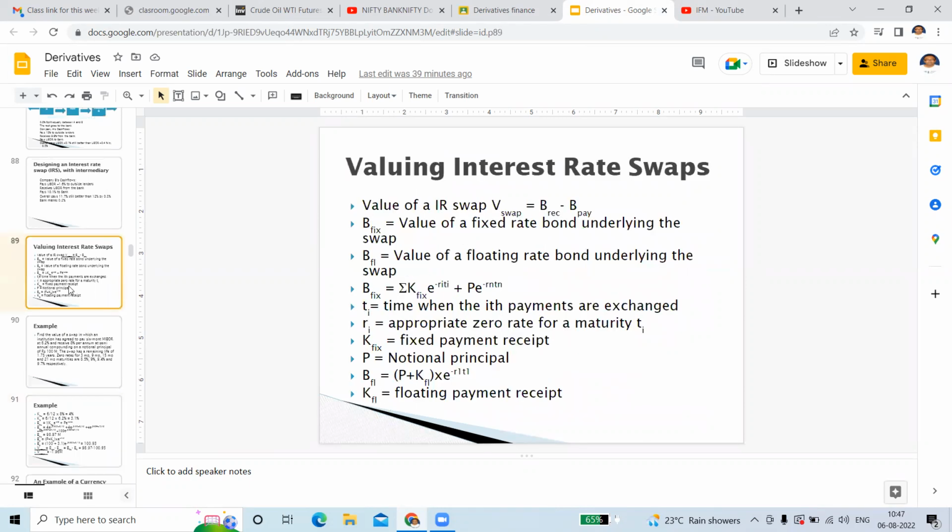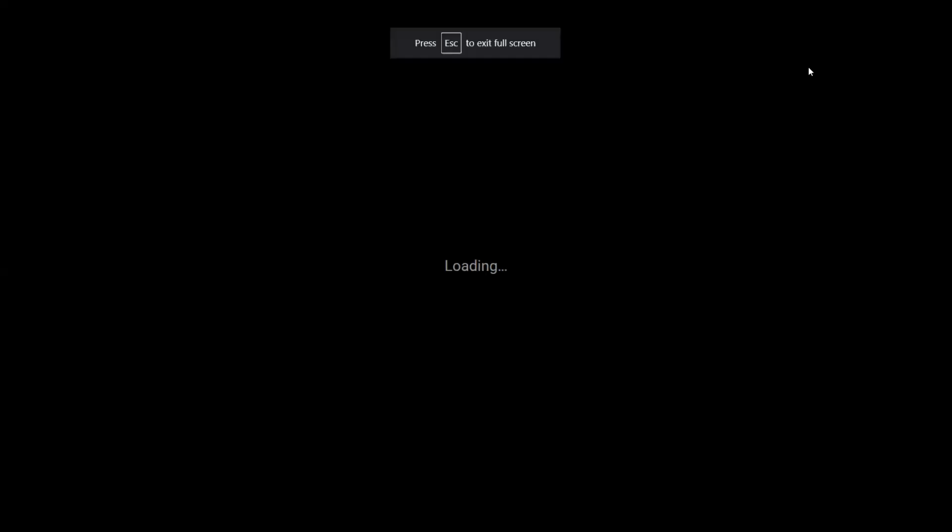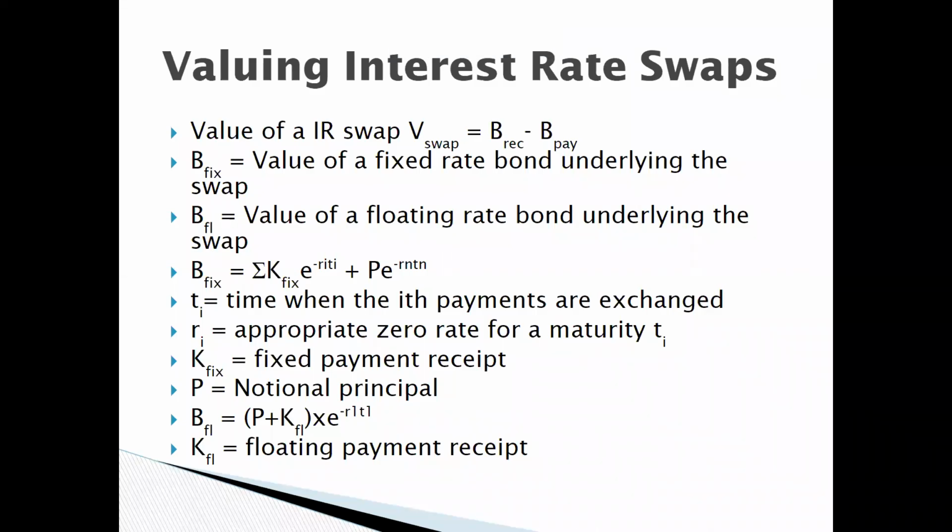Now, how are these swaps valued? How do we find the value of a swap? So basically, given there is an exchange of fixed and floating rate cash flows, you can treat the swap as a combination of 2 bonds. If you can find the value of these 2 bonds, the difference between the bond payment you receive and the bond payment you pay is basically the value. So if you find the present value of both the floating rate bond and the fixed rate bond and find the difference, that is how you find the value of the swap.